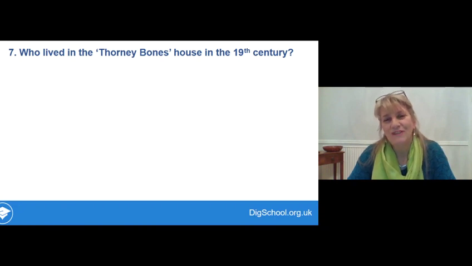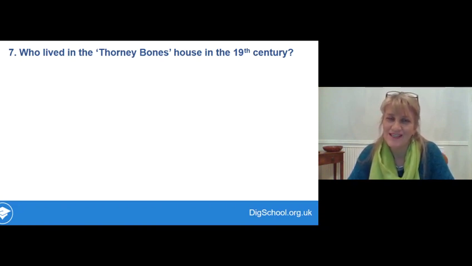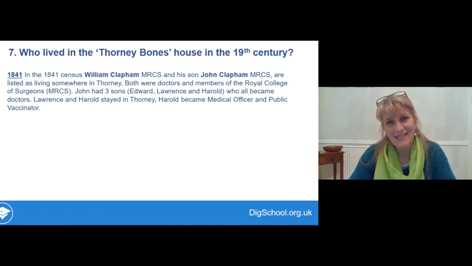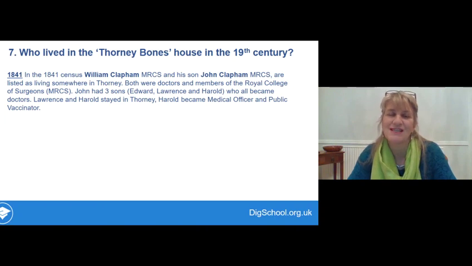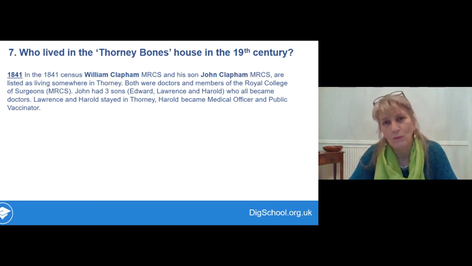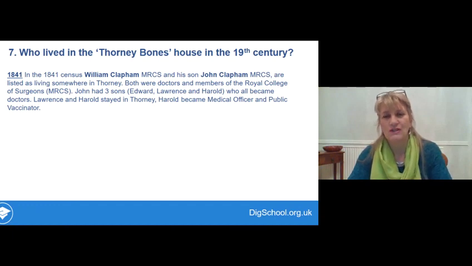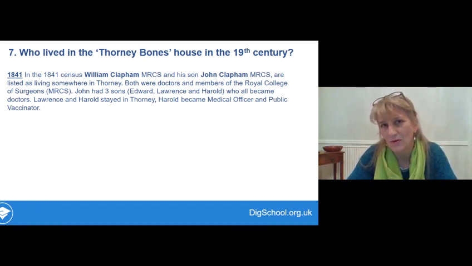So, who then lived in the Thorney Bones house in the 19th century? Now, it would be interesting to know who lived there before, but we have no records for that. But in the 19th century, we do. In 1841, the census lists a William Clapham living there with his son, John Clapham, and they're both doctors. Now, we know they were living somewhere in Thorney, though we don't know precisely where. John Clapham had 3 sons who all became doctors. So father, son, and 3 grandsons were all doctors, and 2 of the grandsons stayed in Thorney.